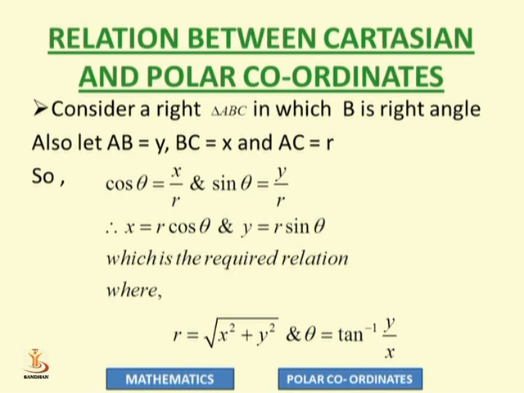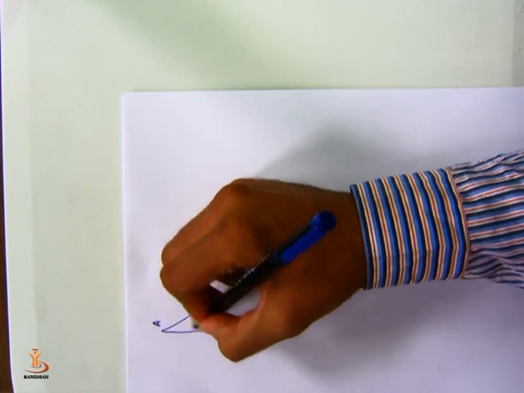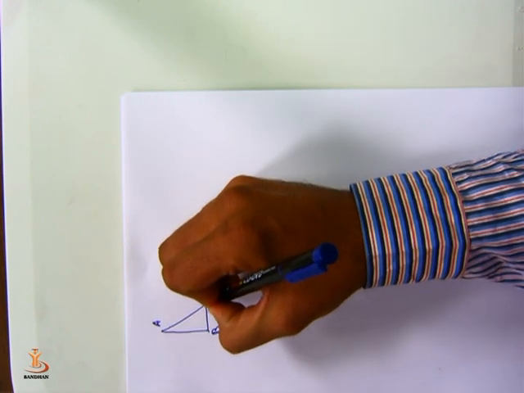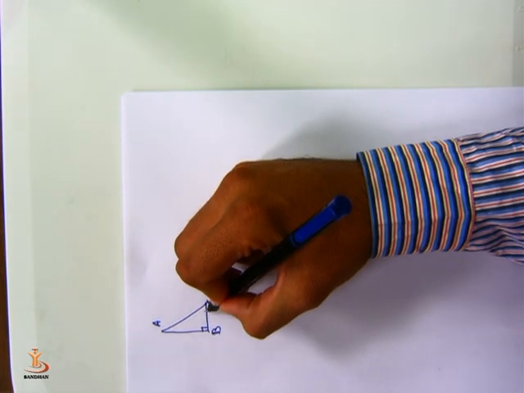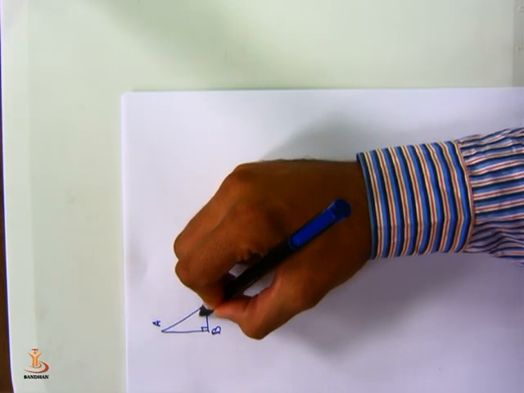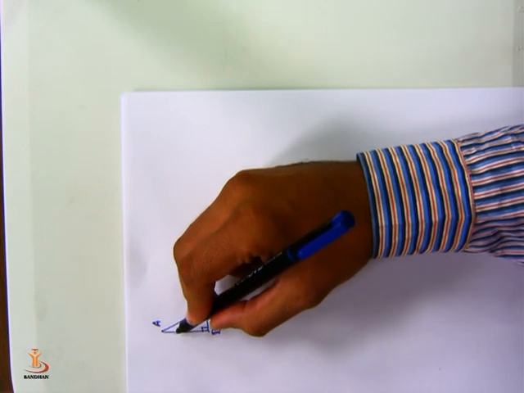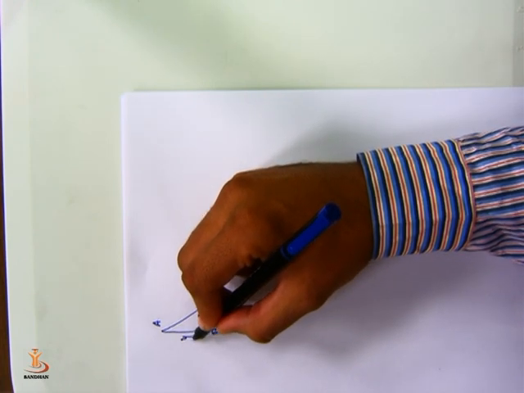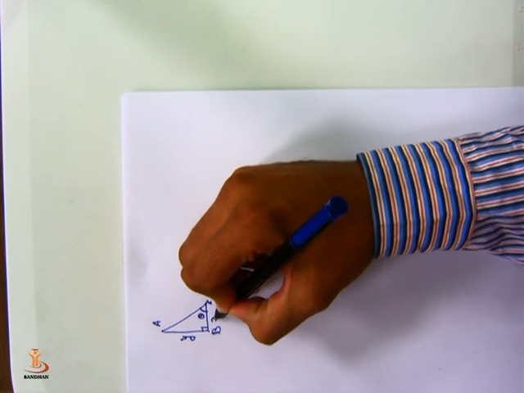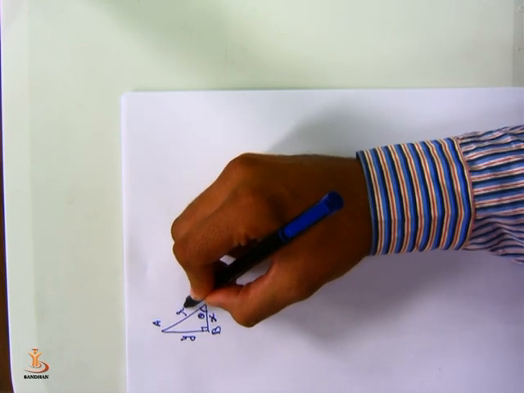For that, consider a triangle, say right angle triangle ABC, in which angle B is considered to be a right angle. Let us consider this angle ACB as theta. Also, let us denote the sides AB as Y, BC as X, and AC as R.